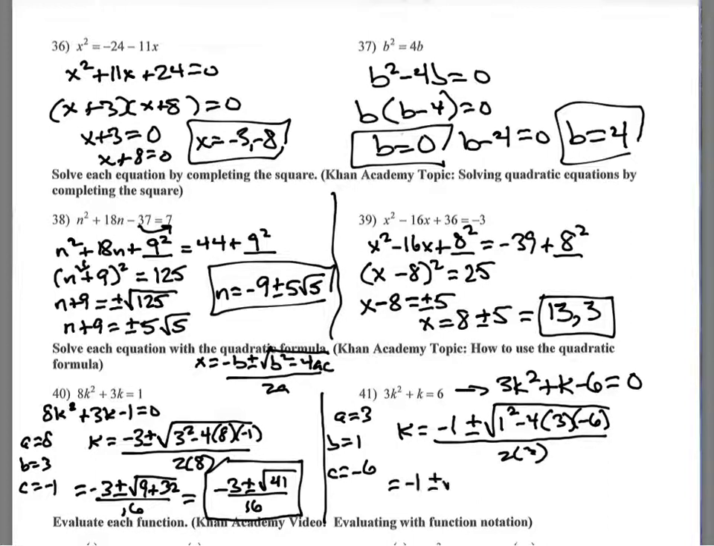Negative 1 plus or minus square root of 1 plus 72, right? Negative 4 times 3 times negative 6. Negative is a positive. All over 6. That's negative 1 plus or minus square root of 73 all over 6.